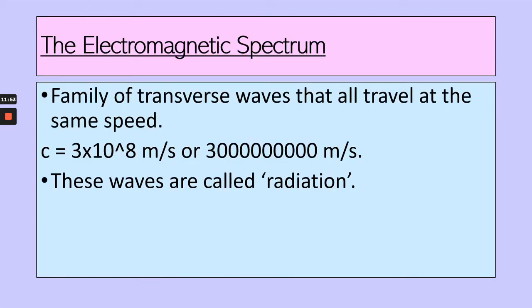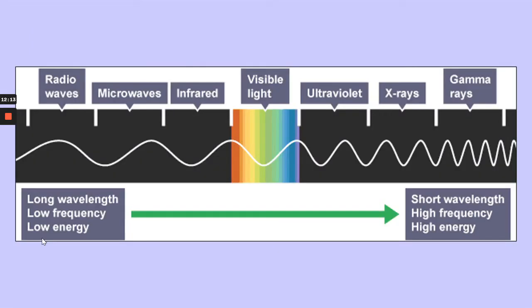The next part of the lesson is looking at the electromagnetic spectrum. These are a family of transverse waves that all travel at the same speed, the speed of light. As we can see here, this is the speed of light, which I've already mentioned. These waves are called radiation. Here we have a diagram of the electromagnetic spectrum, and it's written in terms of decreasing wavelength and increasing frequency and high energy.